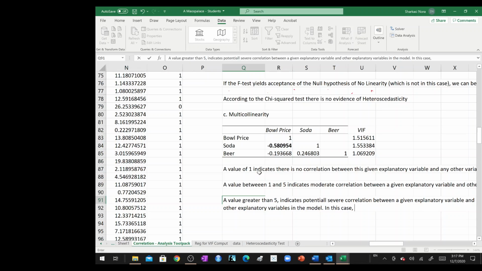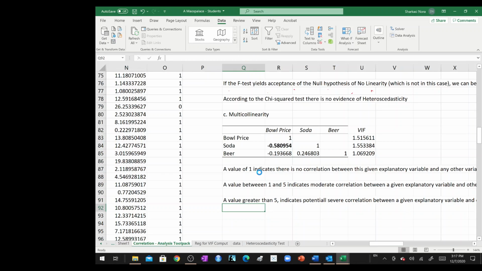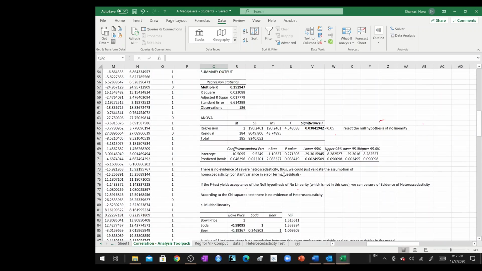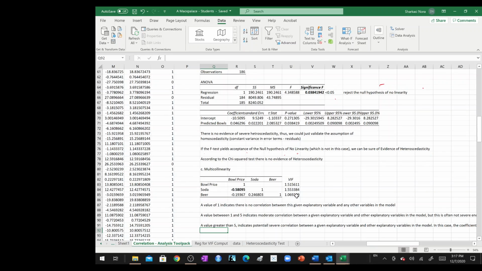In this case, the coefficient estimates and the p-values in the original regression output are likely unreliable. So please be careful. In our case over here, we got a VIF of 1, which indicates no correlation. So even though I highlighted 0.5 as a high correlation, it's not high enough to indicate a problem.